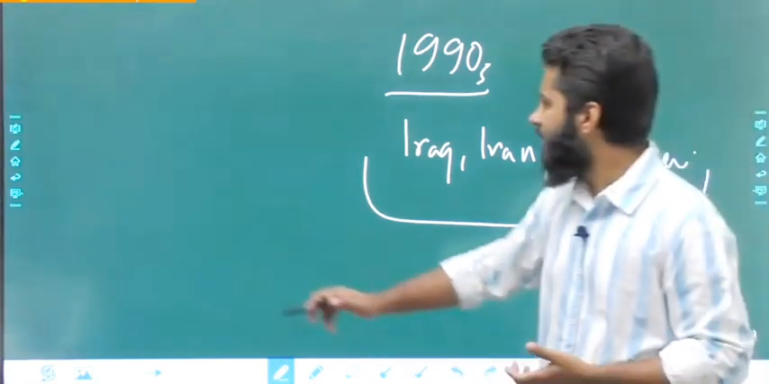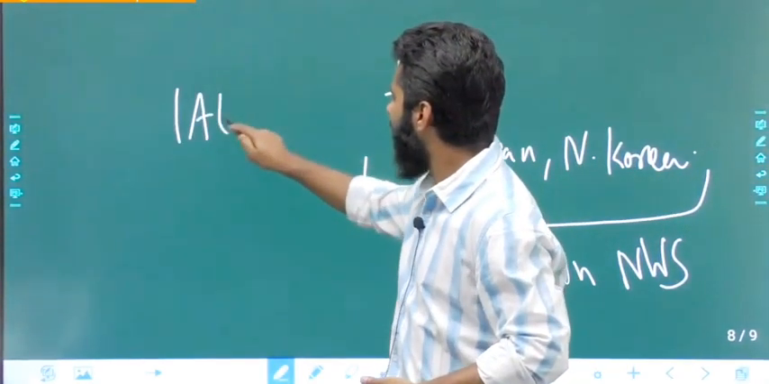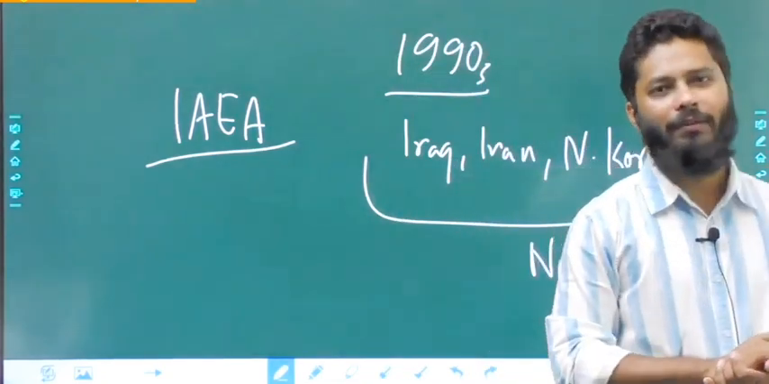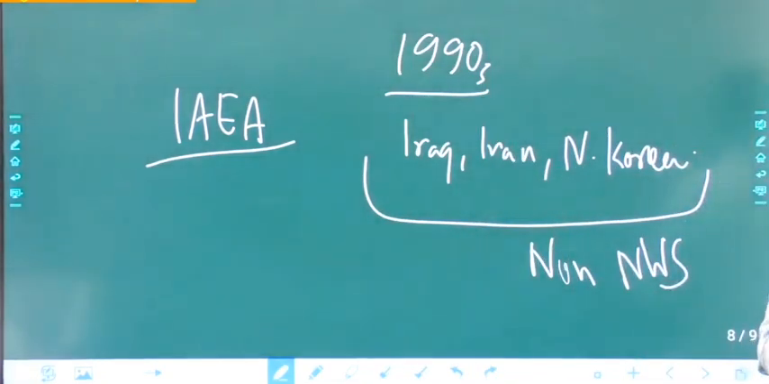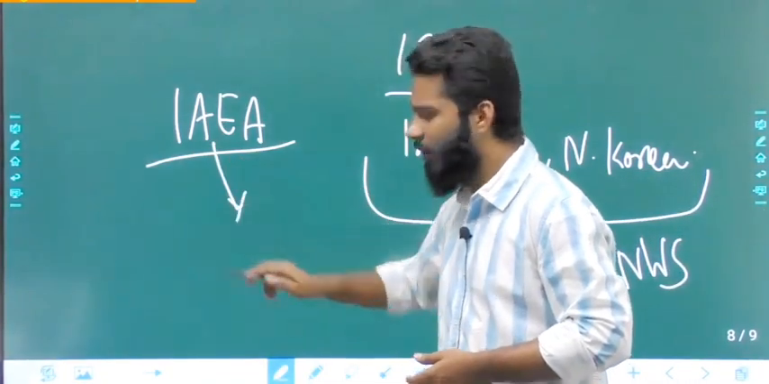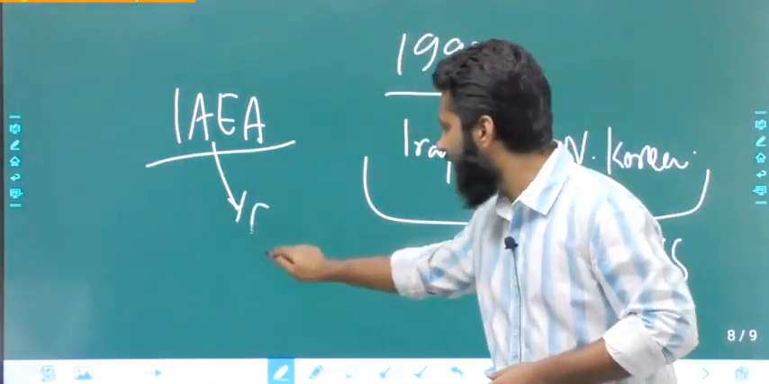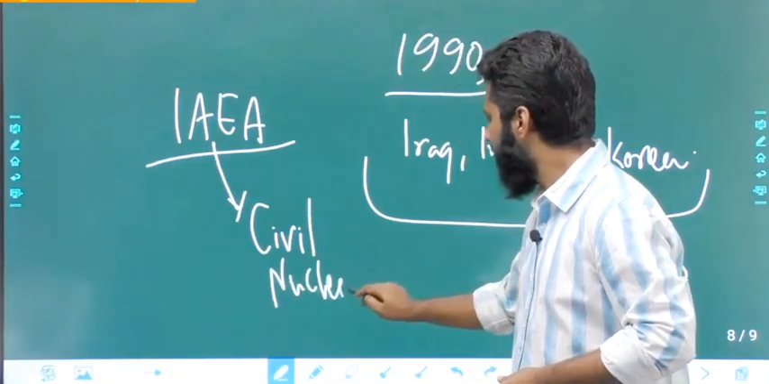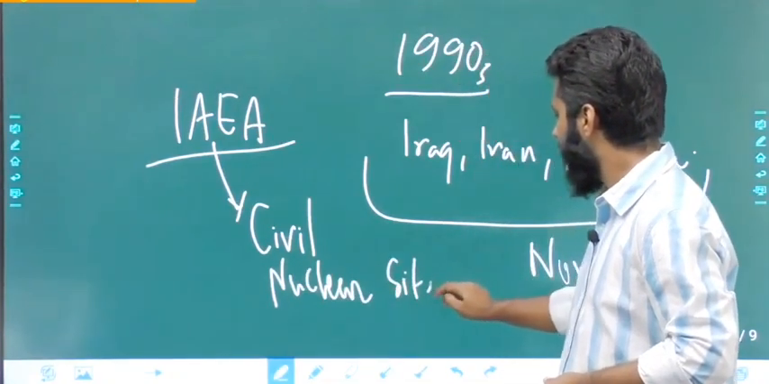So the IAEA said that there are some weaknesses in the safeguard agreement, and the weakness is what? That the IAEA is allowed only to investigate the civil nuclear sites. Only civil nuclear sites.